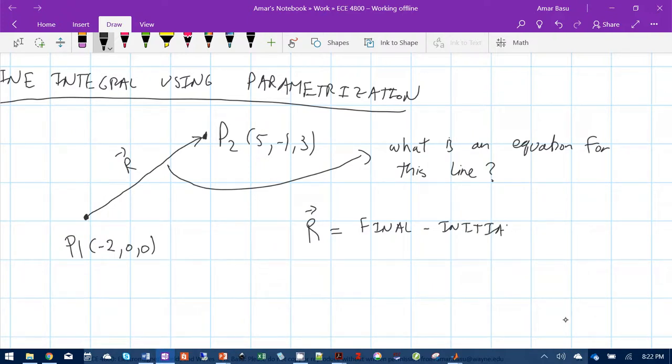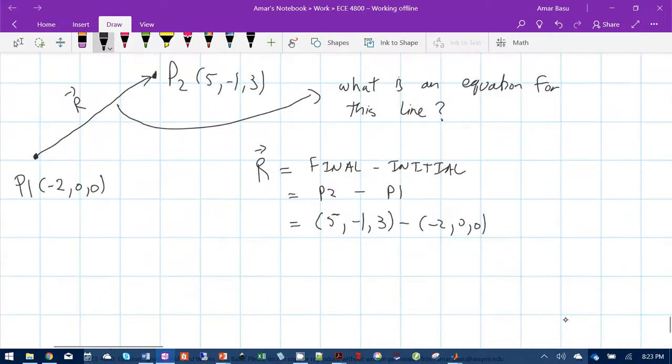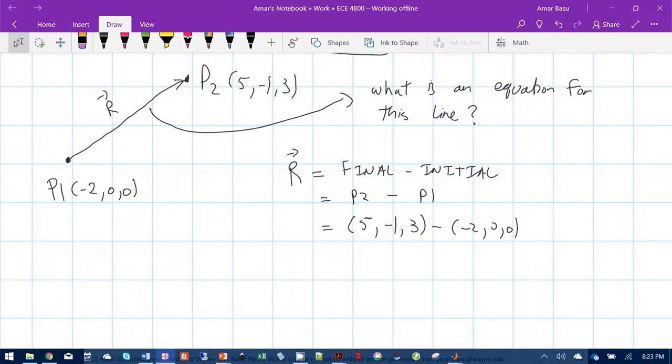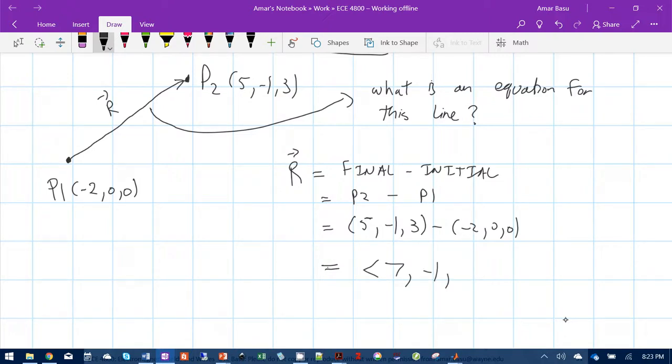So that's P2 minus P1: 5, -1, 3, minus -2, 0, 0. So what does that leave us with? 7. So we're going to put this as a vector now: 7, -1, 3. Okay, so this is the vector connecting the two.